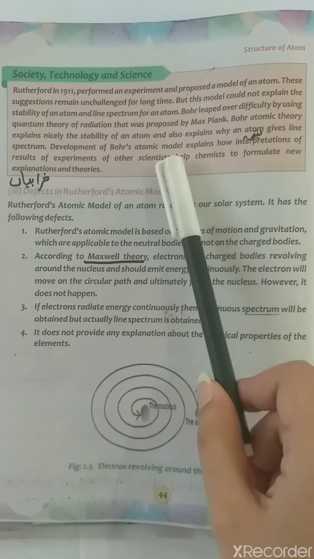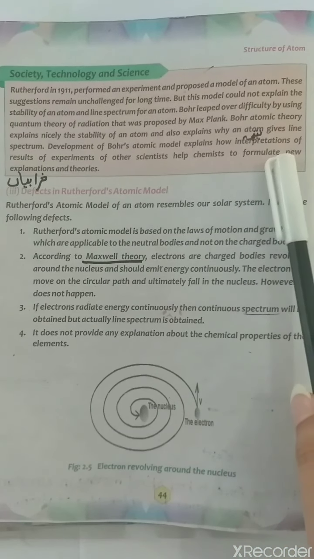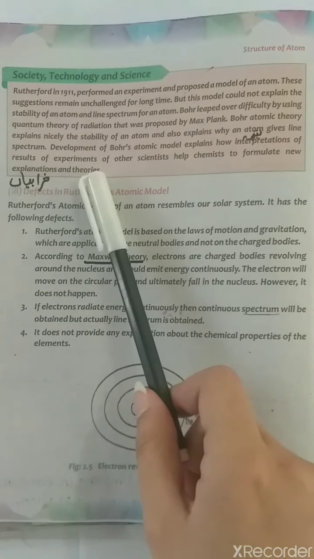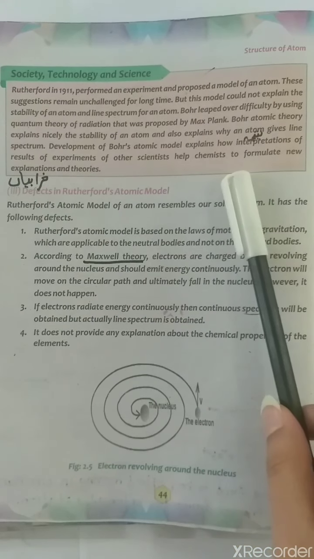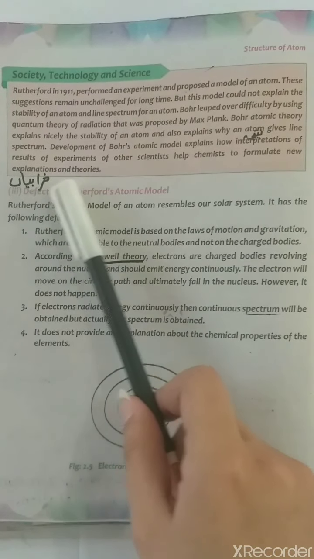Development of Bohr's atomic model explains how interpretations of results of experiments of other scientists help chemists to formulate new explanations and theories. Interpretation of results means natija akhaz karna. So Bohr explained in his theory how other scientists' formulae and concepts can help you explain new theories and concepts. So this was the end of the lecture.